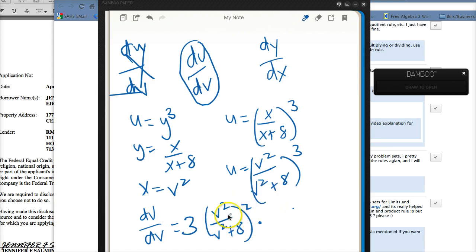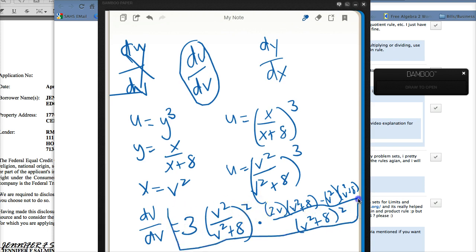So that means I have to take the derivative of the inside, and the derivative of the inside is quotient rule. Which means take the derivative of the first one, leave the second one alone, minus, leave the first one alone times the derivative of the denominator, all over the denominator squared. And that is how you take du dv of that problem. I know it's not a very pretty answer, but it is the answer. So hopefully that explains it.